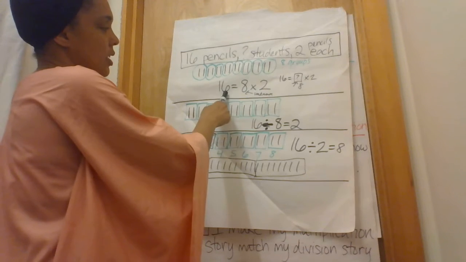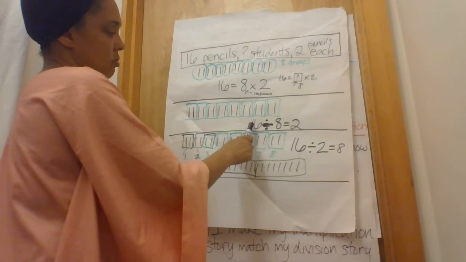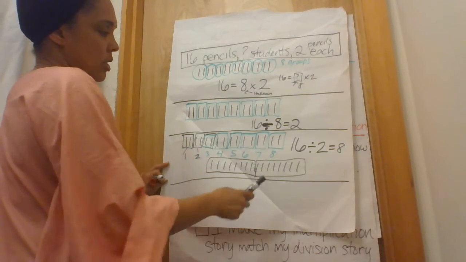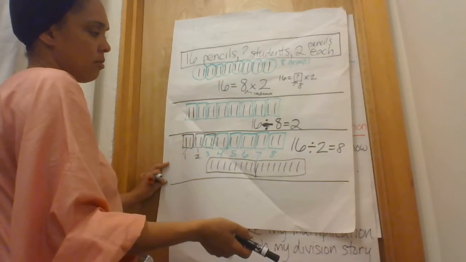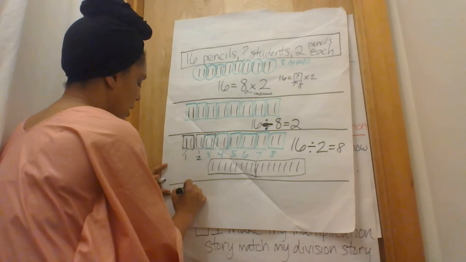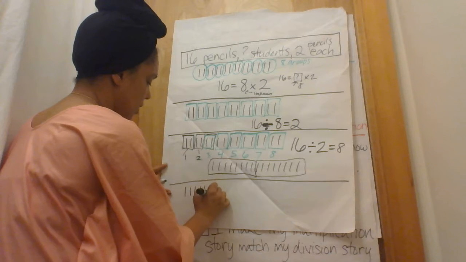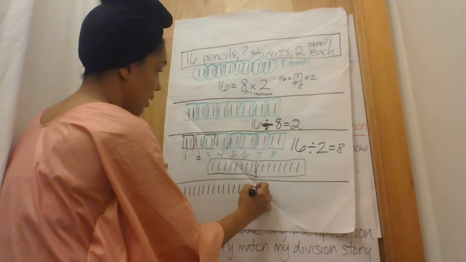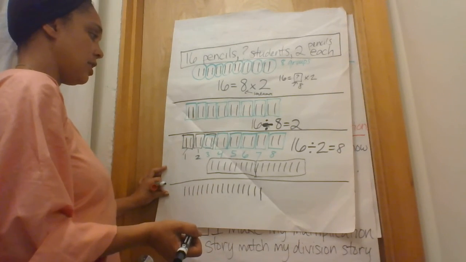So we've seen here that we can write it as 16 equals 8 times 2. 16 divided by 8 equals 2. We see here that 16 divided by 2 equals 8. I think there's some other ways we can write this. Let's do this together. So we know we have 16 pencils. So 1, 2, 3, 4, 5, 6, 7, 8, 9, 10, 11, 12, 13, 14, 15, 16, right? So we have 16 here.